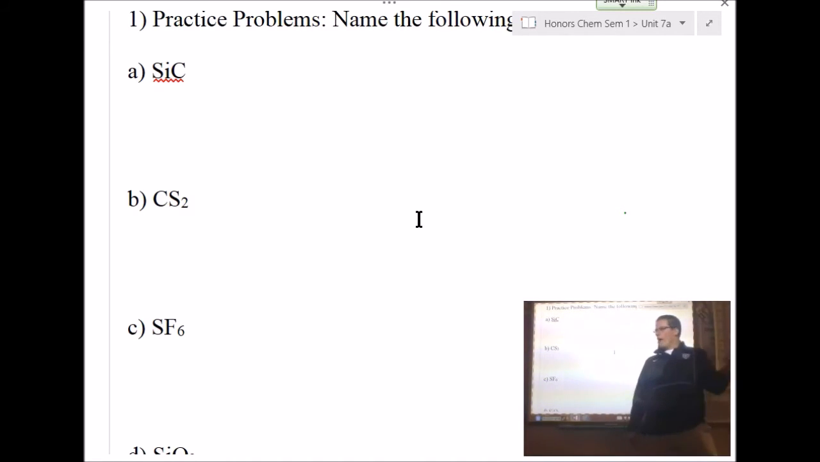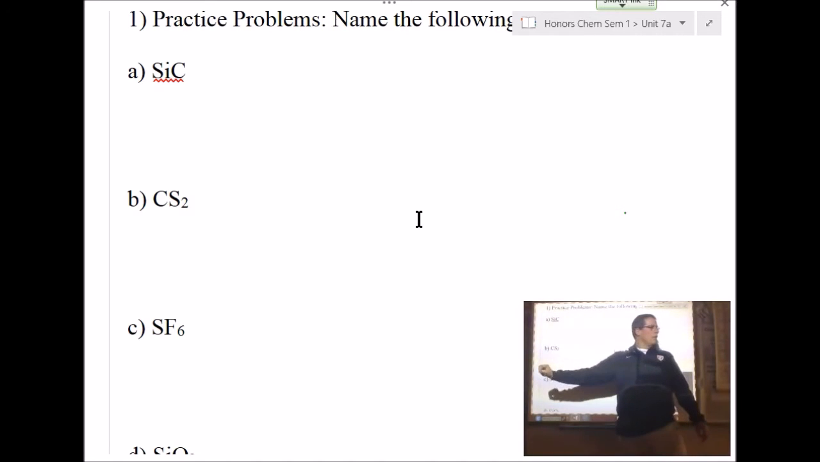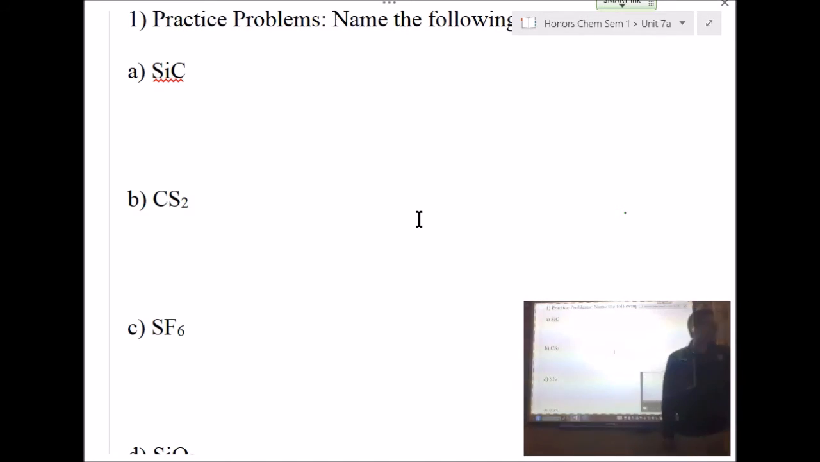All right, what is B? Carbon disulfide. Very good. Again, don't put the mono on there. No, never put the IDE on the first one. It only goes on the second one. And what's nice is that'll be the rule tomorrow as well.